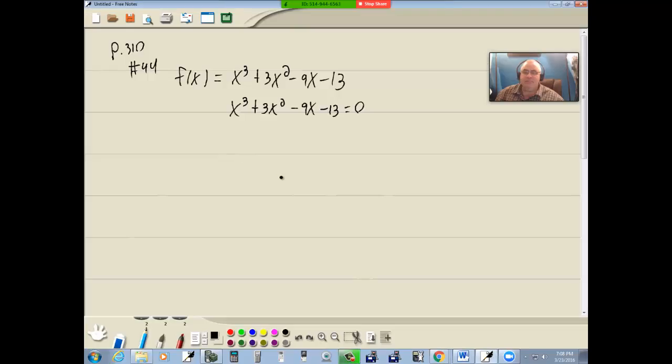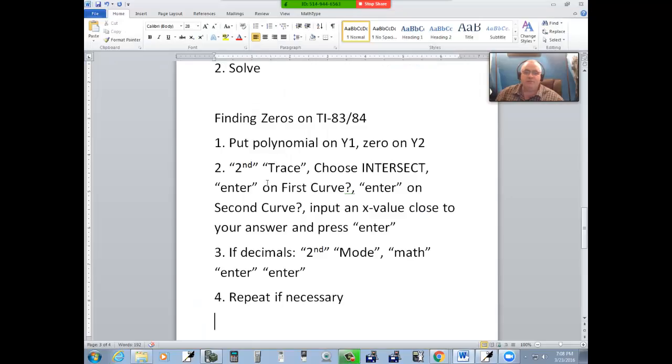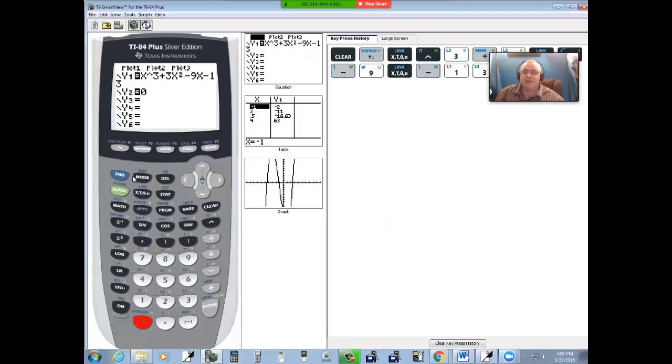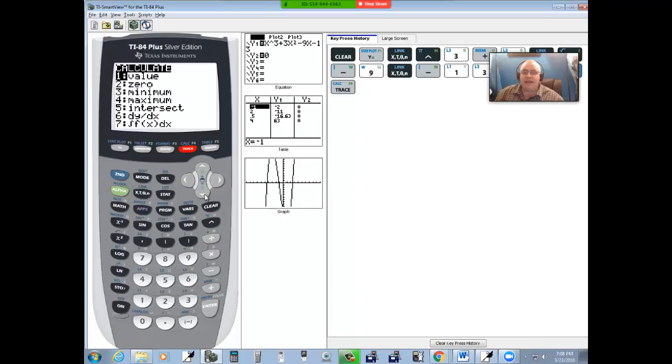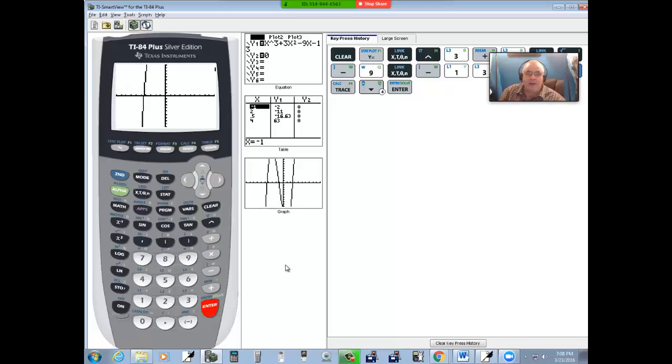Then I'm at step 2 now, right here. We'll do second trace. So I'll push my second button and then my trace. Now we want to choose intersect. So you can down arrow to it and highlight it and press enter. Or you see there's a number in front of it, the 5. You can simply press the 5. It'll do the down arrow and enter for you. But in some manner you've got to choose intersect.